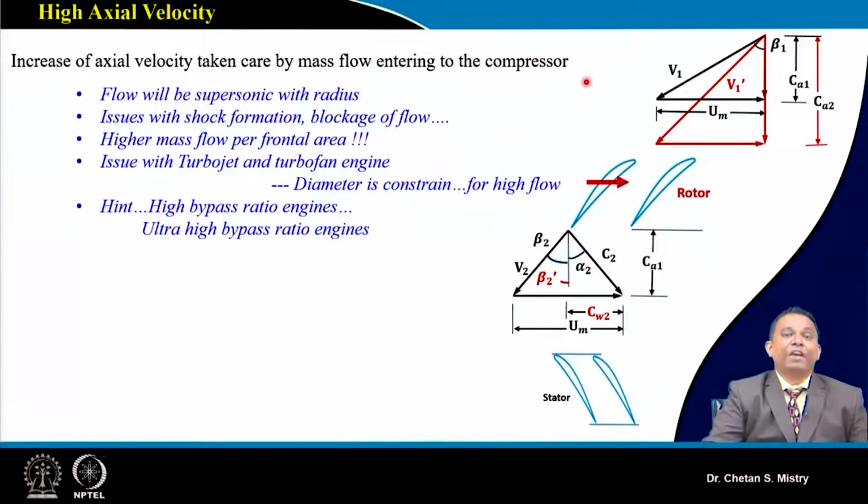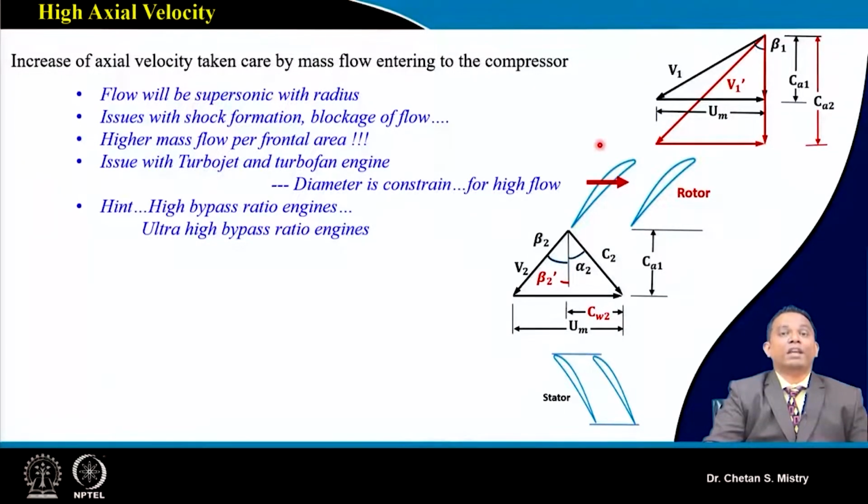Secondly, when we say we correlate our axial velocity with the mass flow rate, when we want to increase our axial velocity, that means we need to increase the mass flow rate. This high mass flow rate is what demands a higher frontal area. Basically, this is nothing but the engine swallowing capacity.